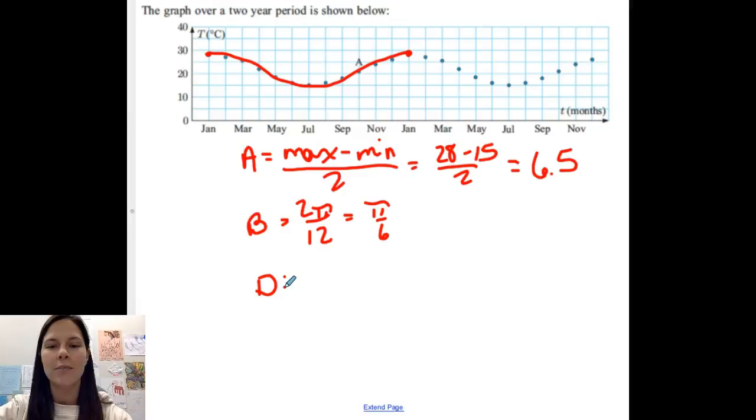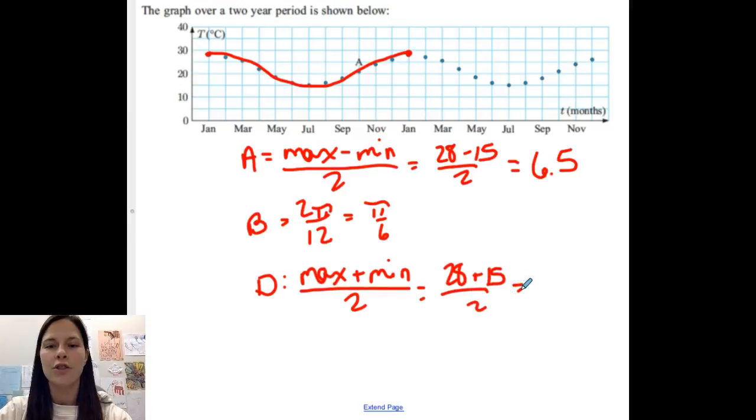D is very similar to A. We're going to take that maximum plus the minimum divided by 2. This time we'll have 28 plus 15 all over 2, which gives us a shift in our principal axis of 21.5. We can see that shift in our graph if we kind of sketch in that principal axis just above that 20.